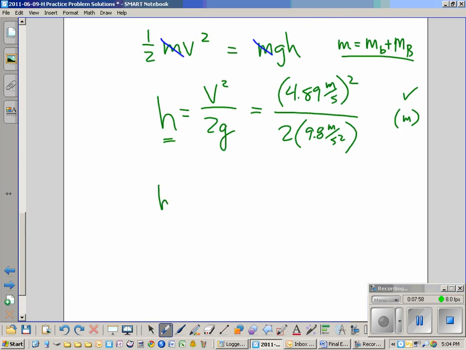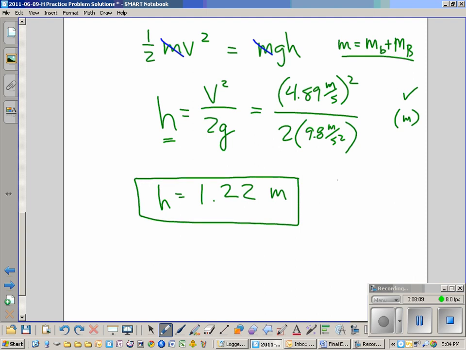And we get that h is equal to 1.2175, so we'll call it 1.22 meters. That's the height that the block swings up to, center of mass to center of mass, as a result of its initial velocity here, swings up to where its kinetic energy is 0 and its potential energy has to be equal there, 1.22 meters.